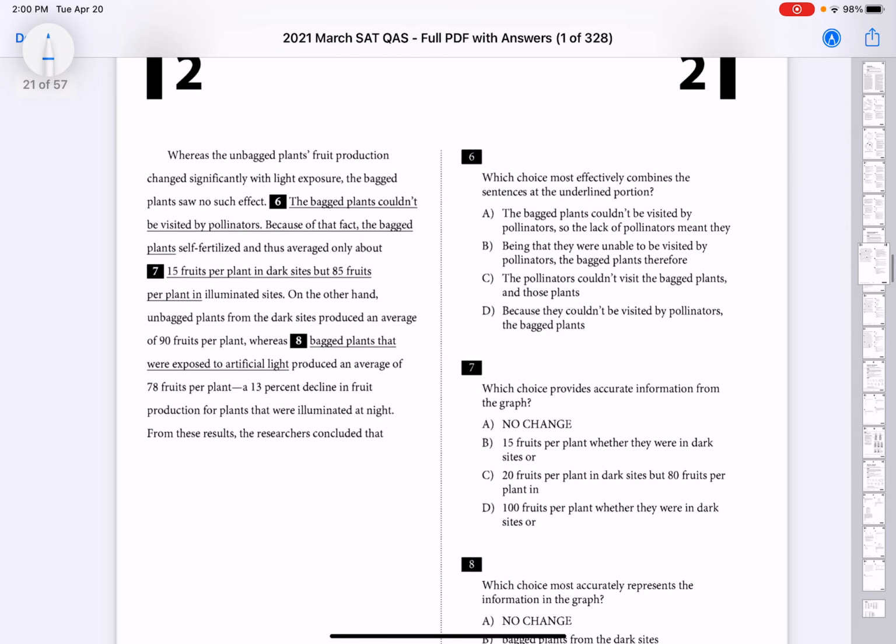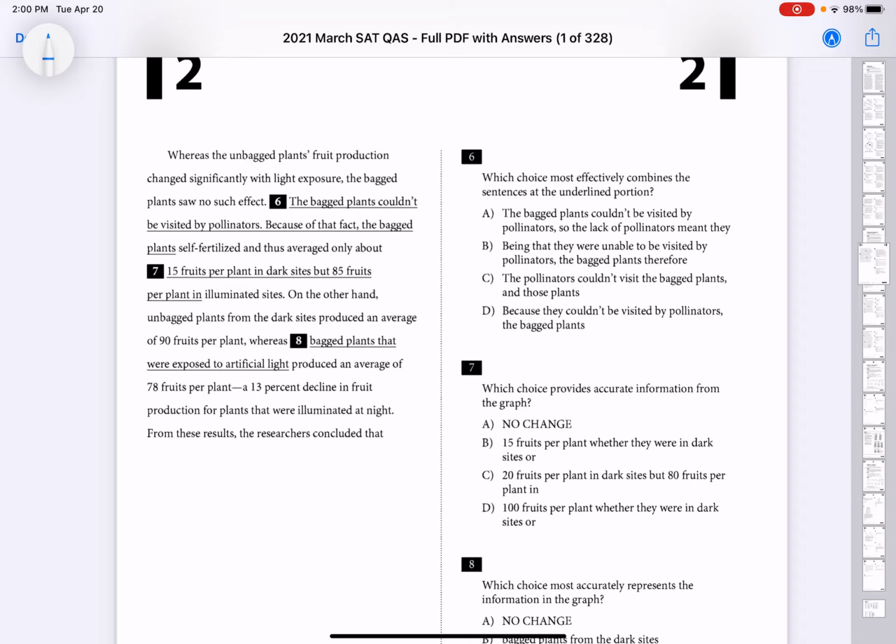All right, number 6. "Whereas the unbagged plants' fruit production changed significantly with light exposure, the bagged plants saw no such effect." Which choice most effectively combines the sentences at the underlined portion? All right, so let's read this. It says, "The bagged plants couldn't be visited by pollinators. Because of that fact, the bagged plants self-fertilize and thus average only about something."